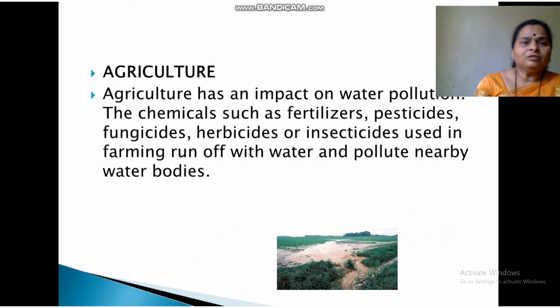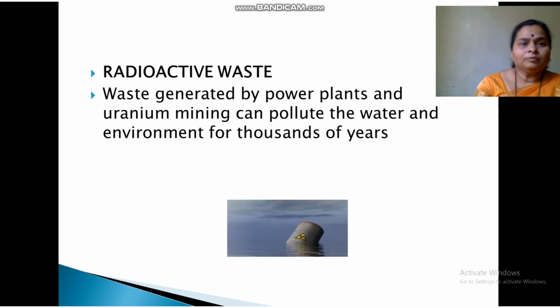Then agriculture. Agriculture has an impact on water pollution. The chemicals such as fertilizers, pesticides, fungicides, herbicides and insecticides used in farming run off with water and pollute nearby water bodies. Then radioactive waste. Waste generated by power plants and uranium mining can pollute the water and environment for thousands of years.